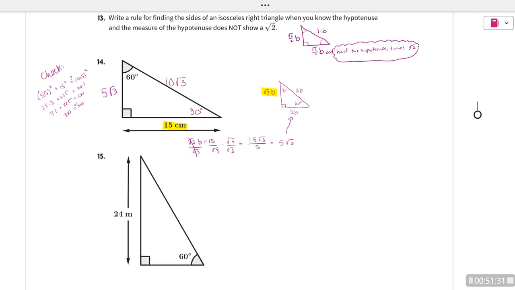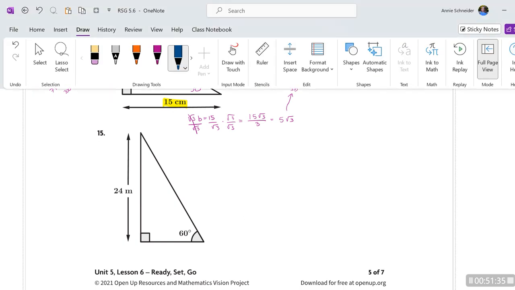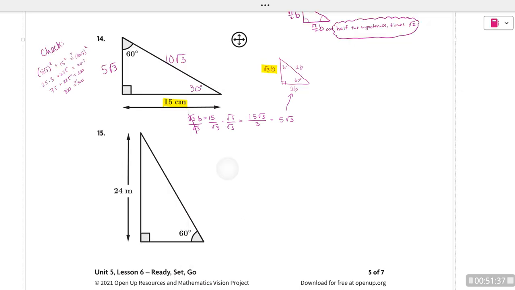So problem 14. Again, we have a 30, 60, 90 triangle. So let's change our color up here. This is our 30-degree angle. Once again, we have the side across from our 60-degree angle. So square root 3 b equals 24.